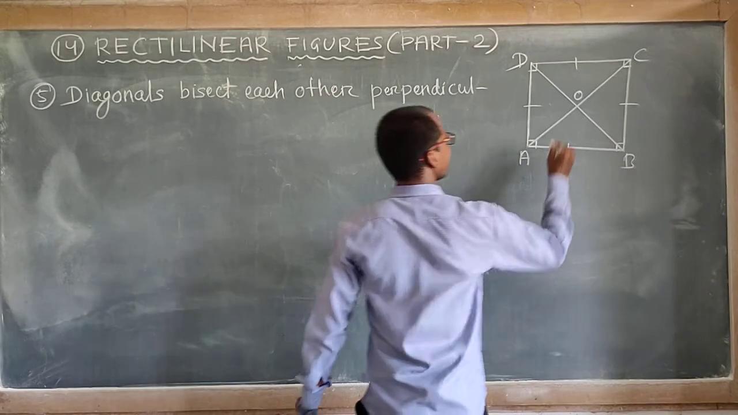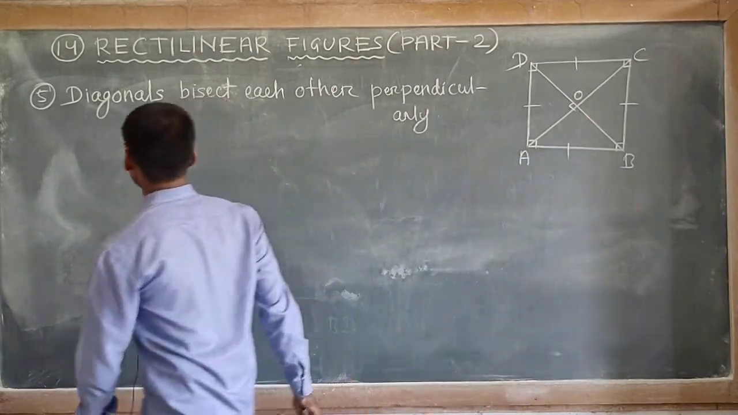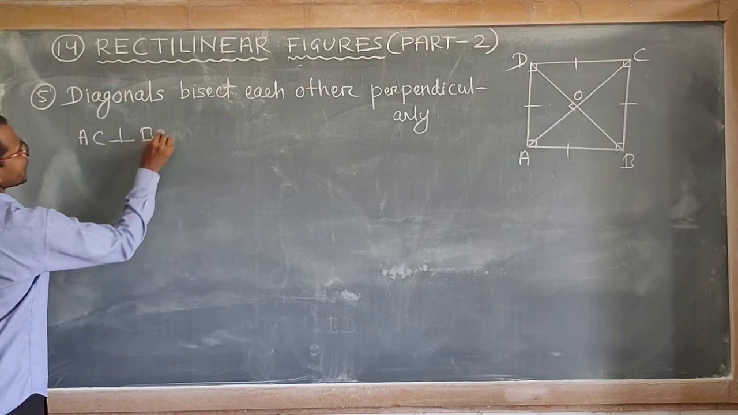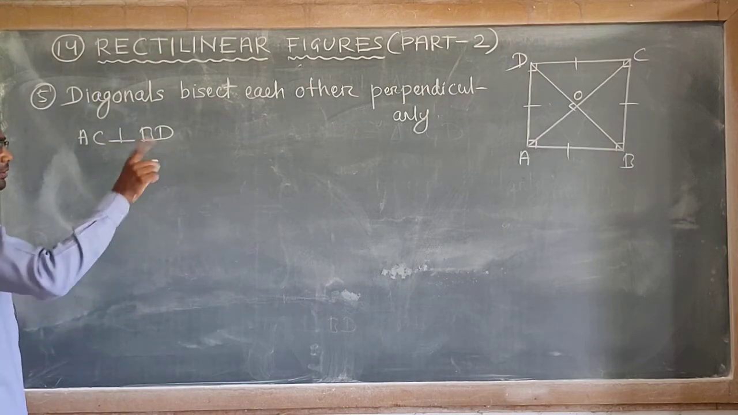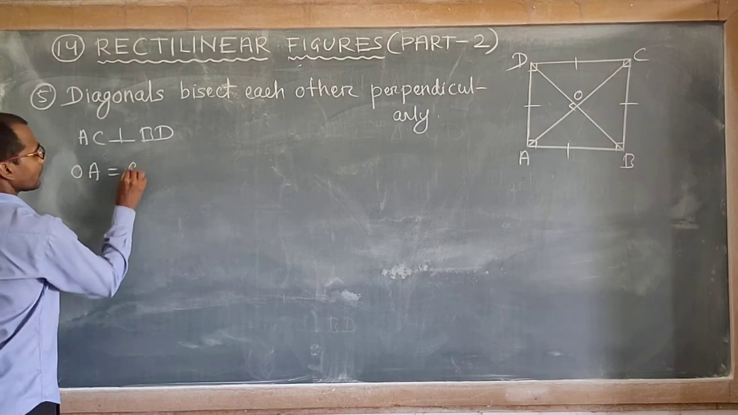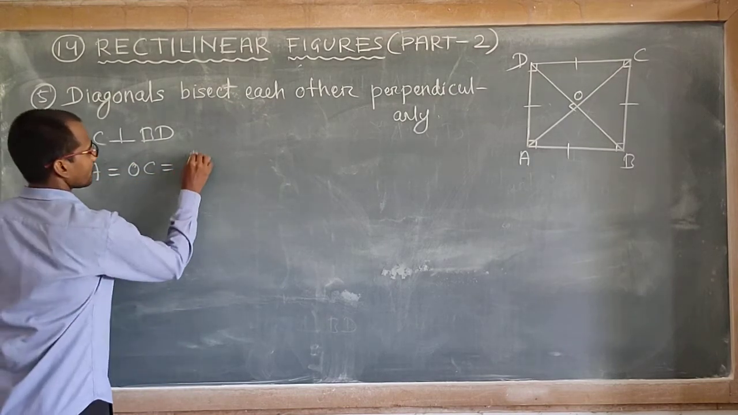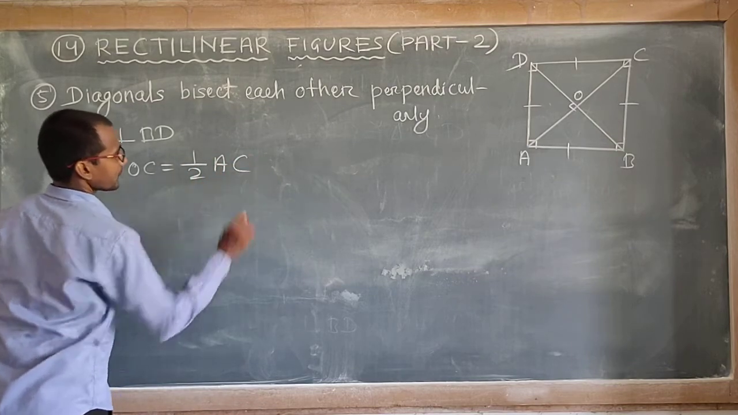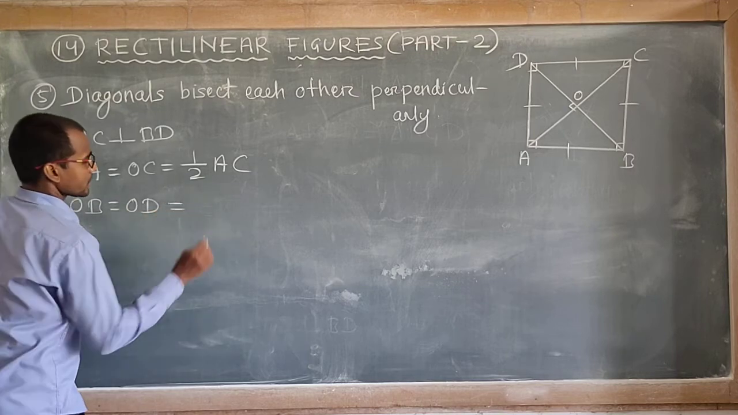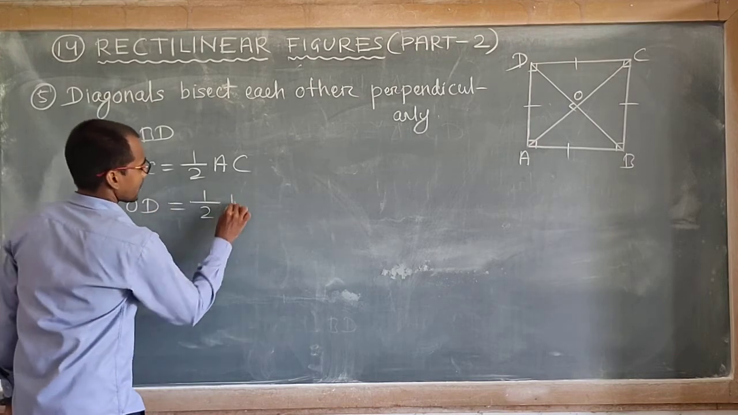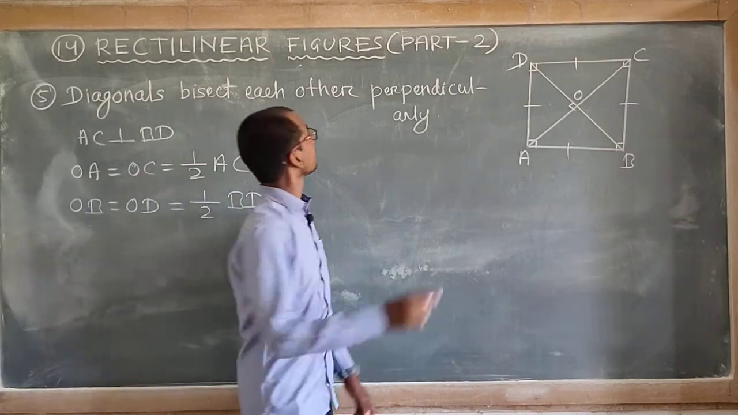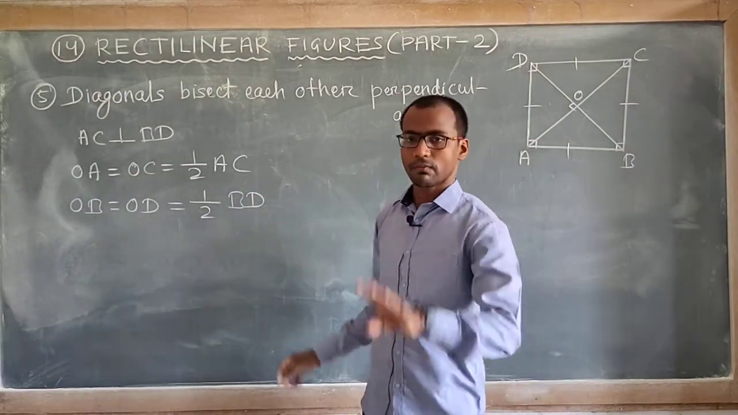Suppose this is O, this will be 90 degree. So we can say AC is perpendicular to BD. Also they will bisect each other. That means OA is equal to OC is equal to half AC and OB is equal to OD is equal to half BD.